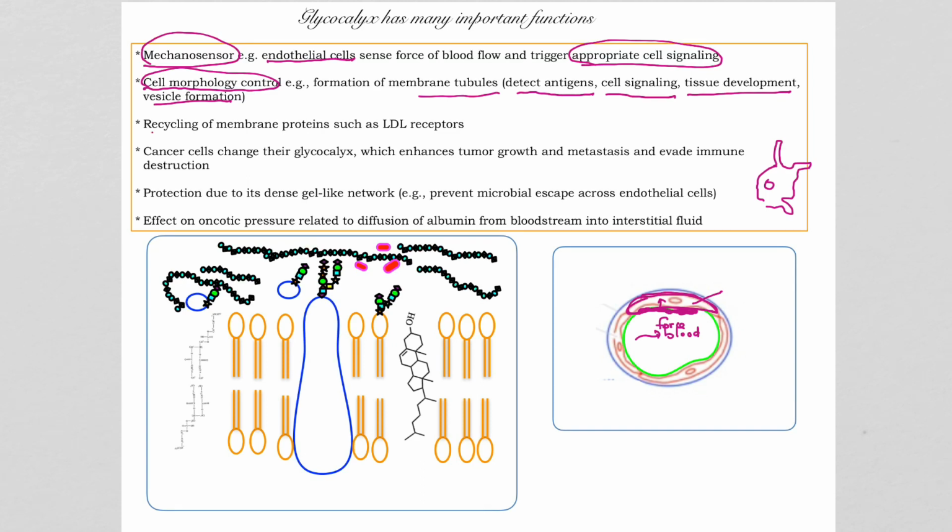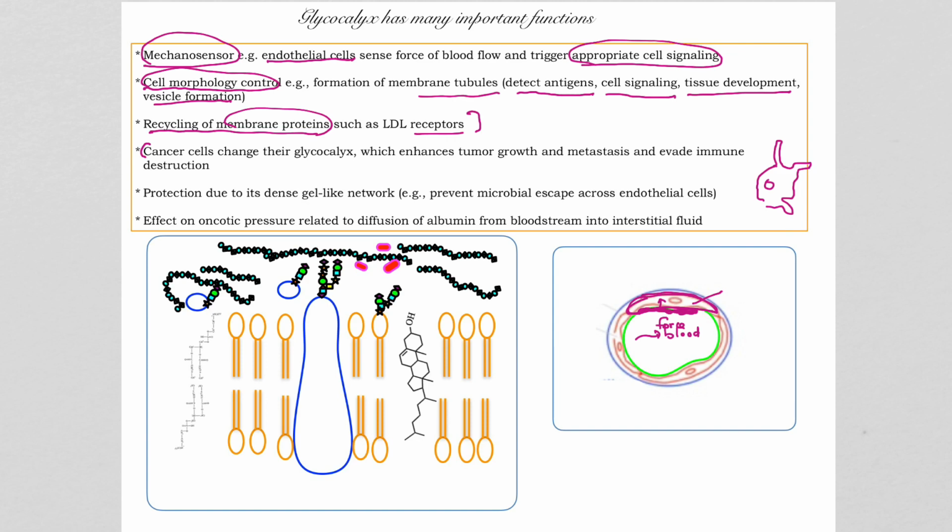The glycocalyx plays a very important role in recycling of membrane proteins, such as receptors, for example LDL receptors, and we'll talk about this in future videos. So the glycocalyx, we now know, plays a very important role in bringing back the receptors to the surface of the cell. There's a lot of interest in the role of glycocalyx in cancer cells.